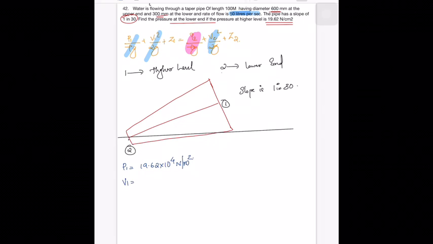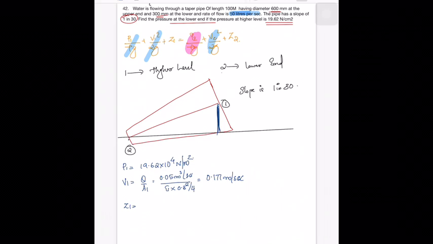V1 equal to discharge by A1, Q by A1, that is Q equal to 50 liters per second, that becomes 50 divided by 1000, 0.05 meter cube per second divided by pi into 0.3 square by 4. Therefore V1 will be 0.177 meters per second. The Z1, we have to find out Z1. This value we need to find out.